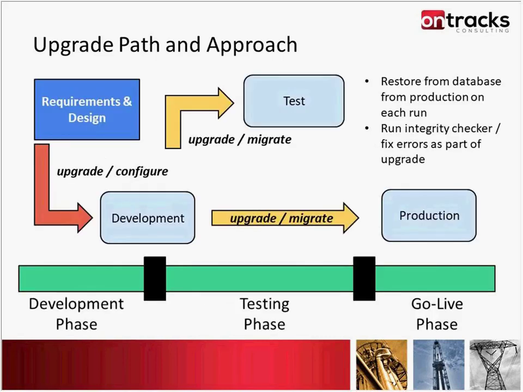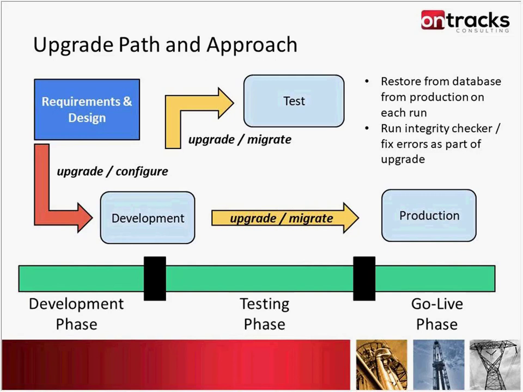All right, this is an extremely simplified diagram of an upgrade path and approach, split into 3 phases. There are many nuances of this. There are probably 3 or 4 other options for the diagram. This is a fairly simple one. This includes 3 phases: a development phase, a testing phase, and a go-live phase.